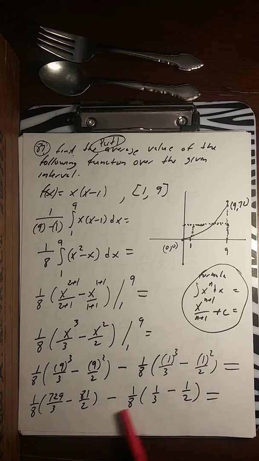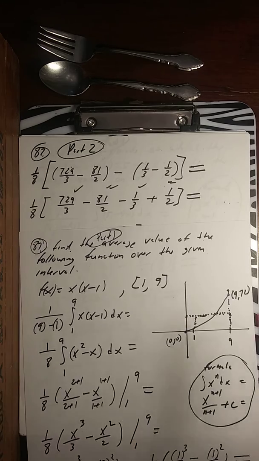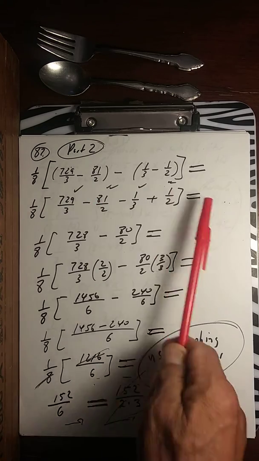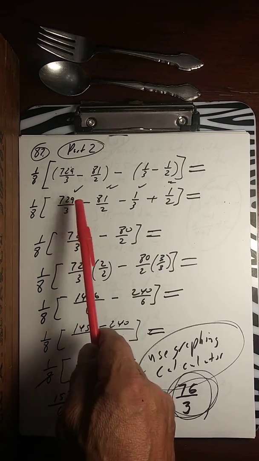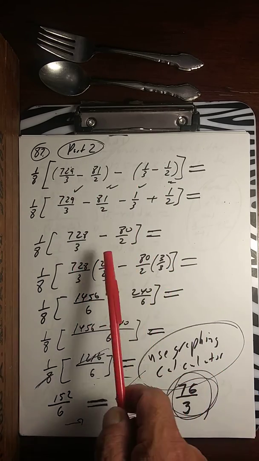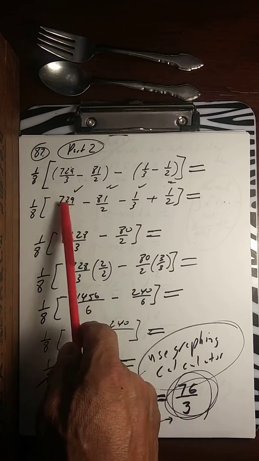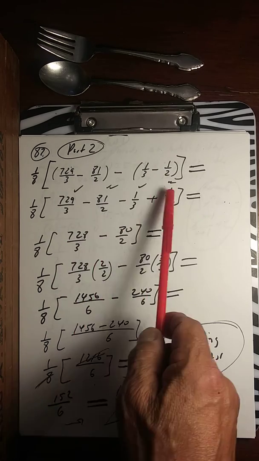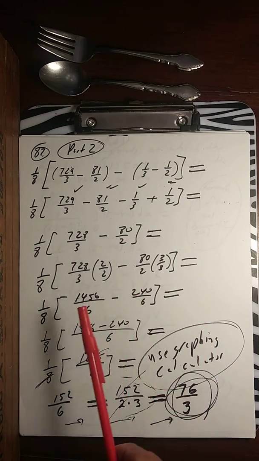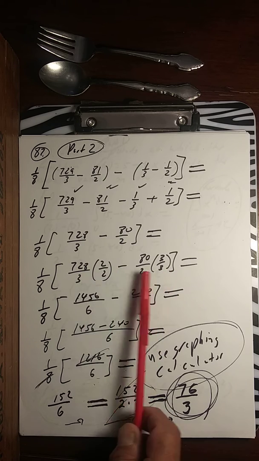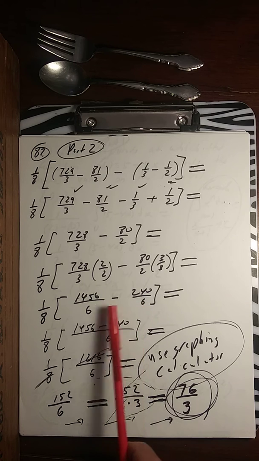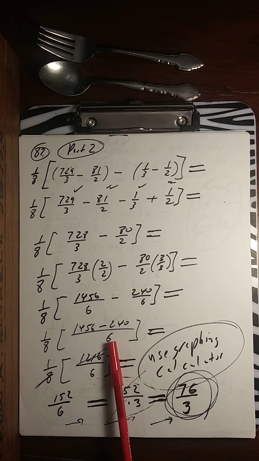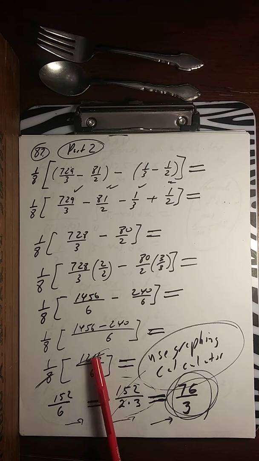So now this is going to become that one right there. We're going to factor out the 1/8. 1/8 comes outside. This is still left inside. Take off all the parentheses. Negative, negative, positive. Put together this one and this one, 728. This one and this one is that. So now to have the same denominator, multiply by 2, 2, 3, 3. 1456 over 6, 240 over 6, same numbers, put them together. 1456 minus 240 over 6. That's going to be 1216 over 6.